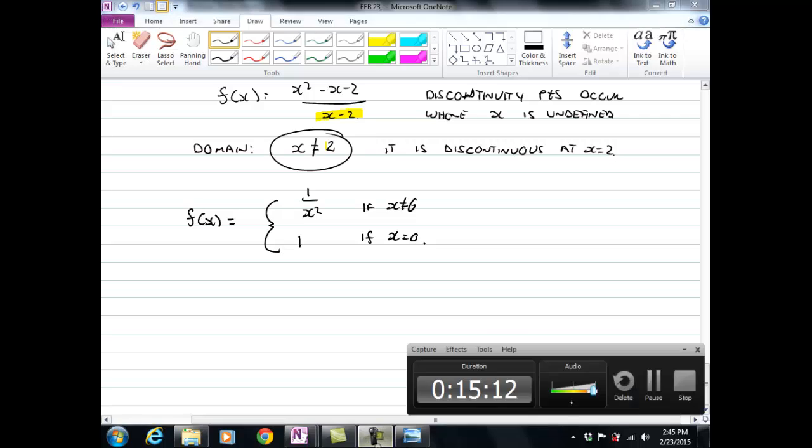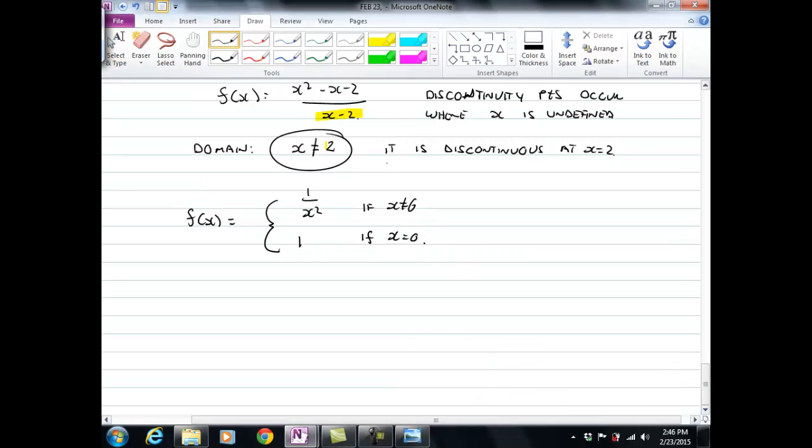I'm going to pause it, let you have some time. This is going to be 0. Question is, where is it discontinuous? Some of you can probably just look at it. Ruby, where is it discontinuous? At x equals 0. Because here, when x equals 0, it's undefined for that one piece of the equation. So it's discontinuous at x equals 0. Easy.